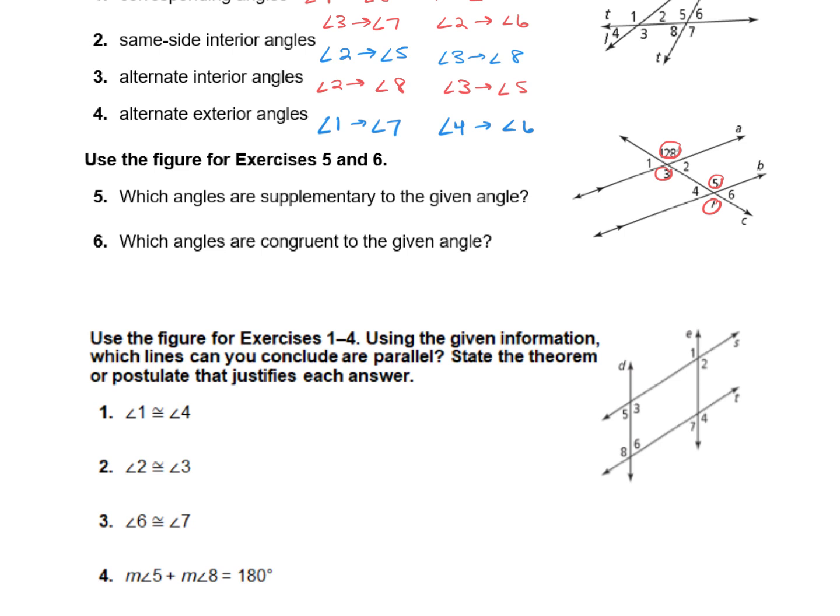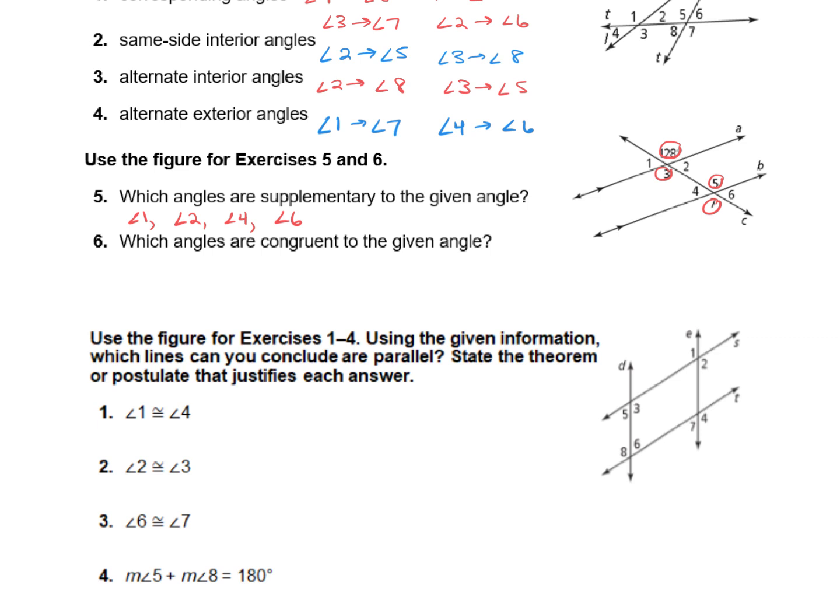The other angles that I did not circle, angles 1, 2, 4, and 6, are all congruent to each other. The ones that are supplementary are any combination of one that I circled with one that I did not circle. So what angles are supplementary to this angle 128? Anything I didn't circle will be supplementary. So I didn't circle angle 1, angle 2, angle 4, and angle 6. Those are all supplementary, because if 128 is circled, anything that's not circled will be supplementary to it.